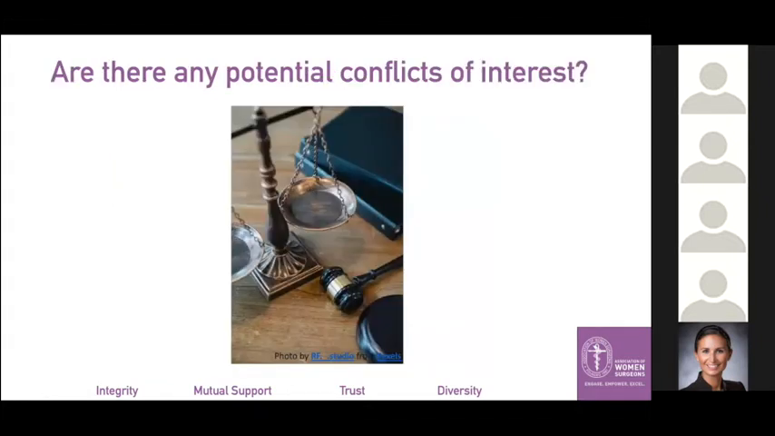Are there any potential conflicts of interest? When you are looking at an invitation to review, there are two possibilities. There may be a blinded option, which is less common, or there'll be an unblinded option. What that means is that even if the authors don't know that you were a reviewer, you are able to see who the authors are if it is an unblinded review.